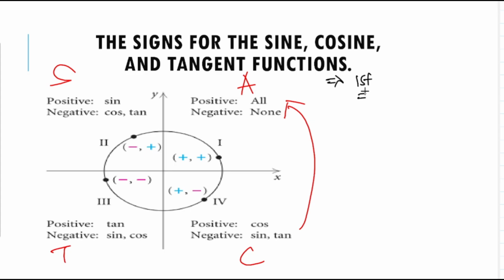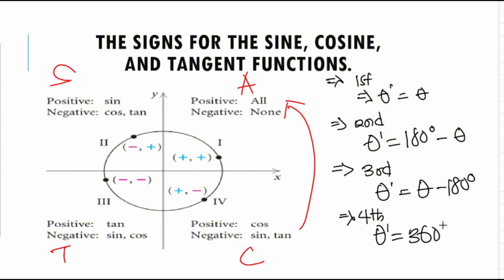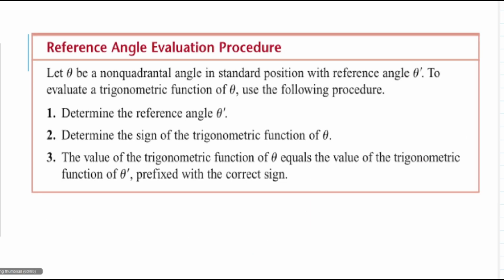So for first, we have reference angle theta prime equals theta. For second, reference angle theta prime equals 180 minus theta. Theta is always the given angle. For third, reference angle theta prime equals theta minus 180 degrees. And for fourth, reference angle theta prime equals 360 degrees minus theta. So these are the respective formulas and how to use them.